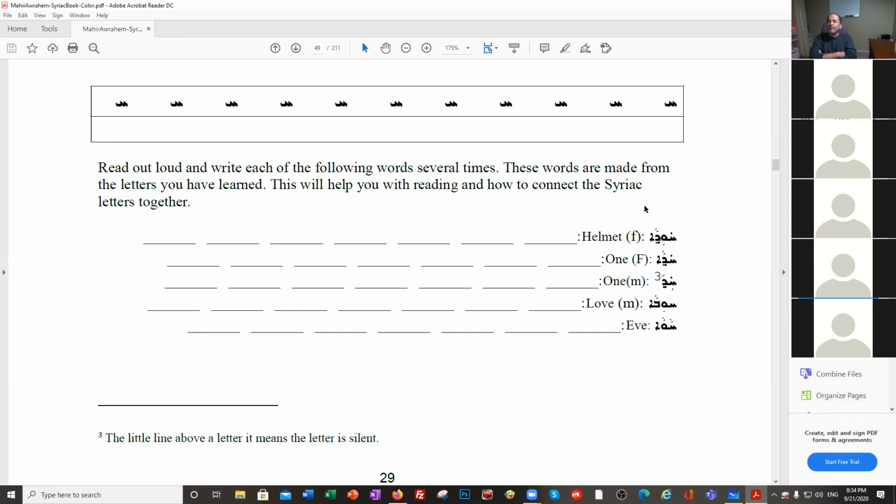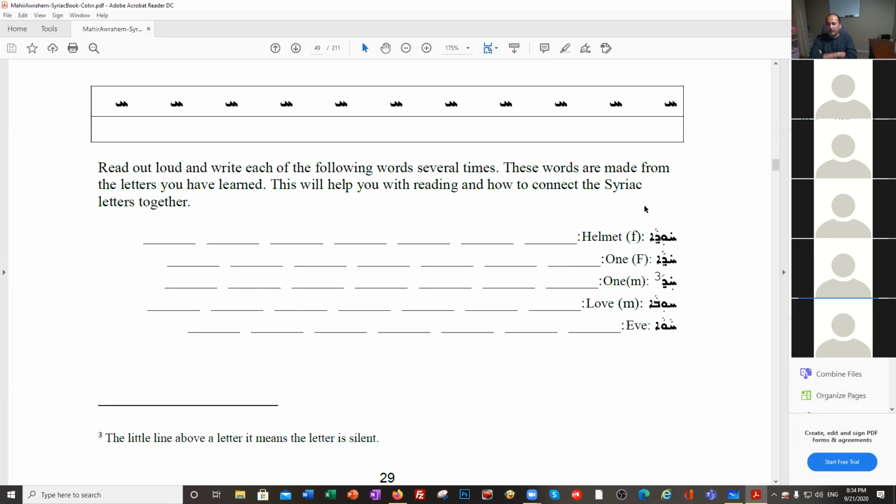Now, why am I not pronouncing the daleth? Do you see the small line above the daleth? That means the daleth is silent, no sound. Every time you see a line above any letter, that letter is silent. We don't read it. Kha.